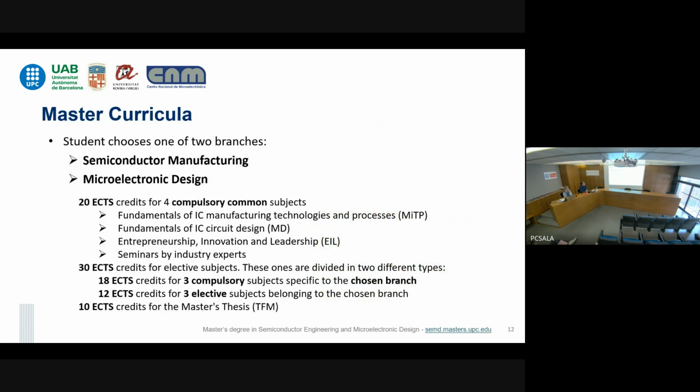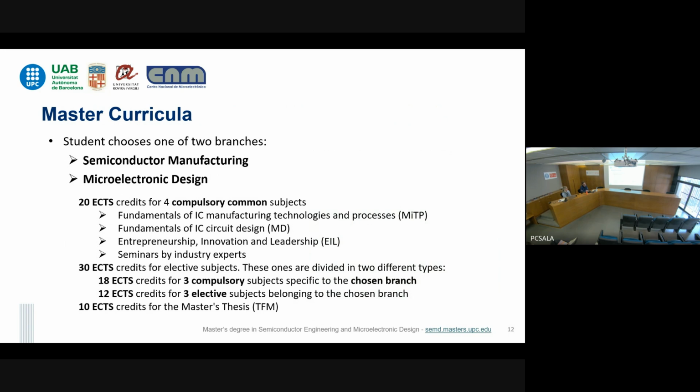So about academics. As I said, the master contains two branches. This is something that you have to select at the moment of admission. I want to follow the branch on semiconductor manufacturing, or I want to follow the branch on electronic design. And then the 60 ECTS, the 60 credits of the master, are divided in the following way.